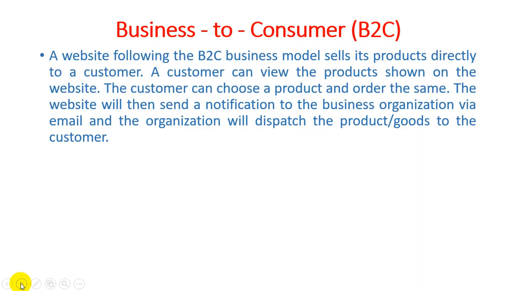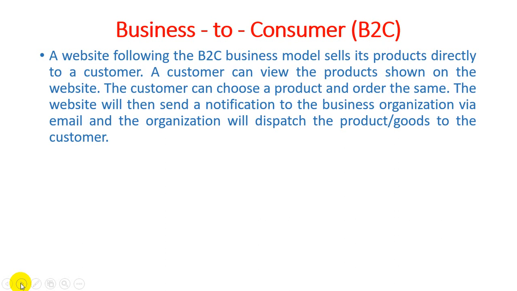Second model is nothing but a business to consumer model. A website that follows the business to consumer model is known as a business model that sells its product directly to a consumer. Means now the wholesaler part is removed so that the customer can directly purchase a product from the manufacturer organization unit. A customer can view the products shown on the websites which are placed by the manufacturers.